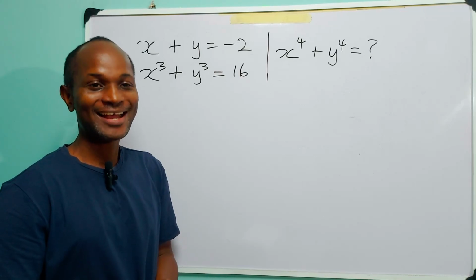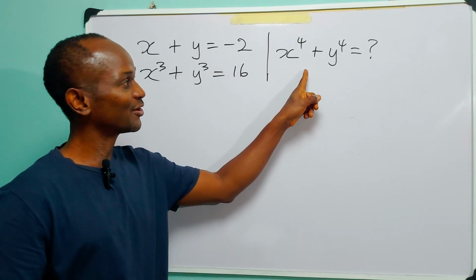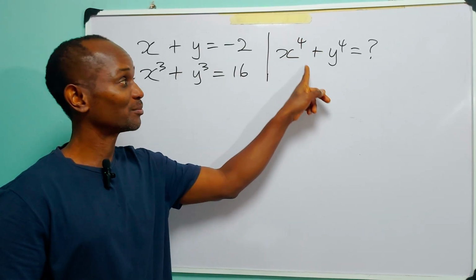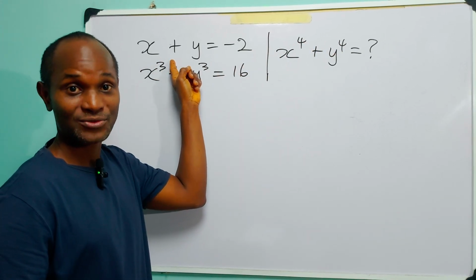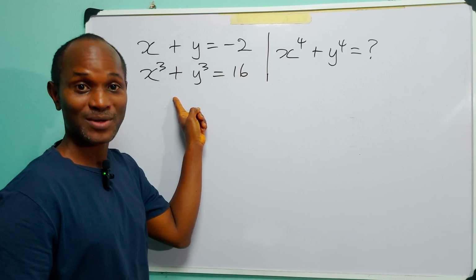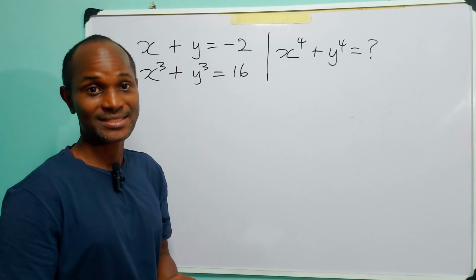Hello and welcome. Our task for today is to find the value of this quantity, x raised to power 4 plus y raised to power 4, given that x plus y is equal to minus 2 and x raised to power 3 plus y raised to power 3 is equal to 16.